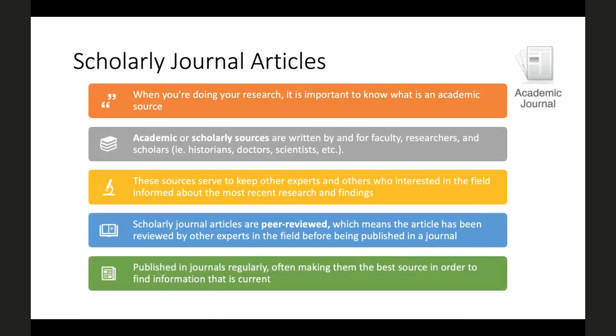Scholarly journal articles are peer-reviewed, which means that the article has been reviewed by other experts in the field before it is published in a journal. Peer-reviewed sources are also called academic or scholarly sources. When searching for online academic articles using the library database, look for the academic journal symbol beside the source.